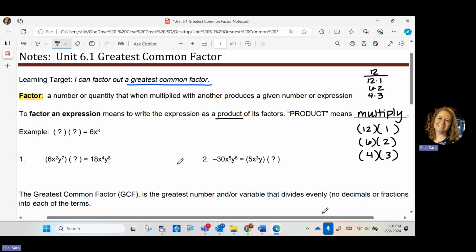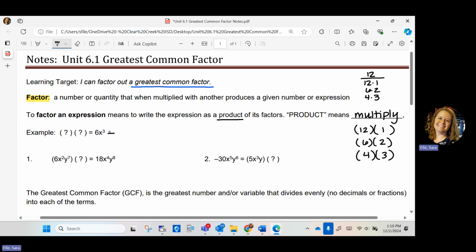So this example says what times what? See, there's a question mark in the two sets of parentheses. What two terms could I multiply to get 6x cubed? So you just have to break it down. There's more than one correct answer here because both of these are blank and unknown. So there's several possible answers. I'm not even going to write all the possible ones.